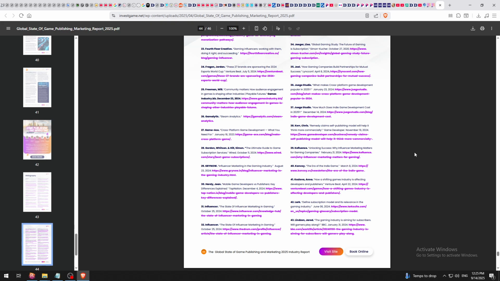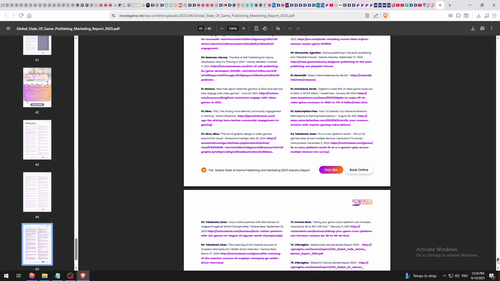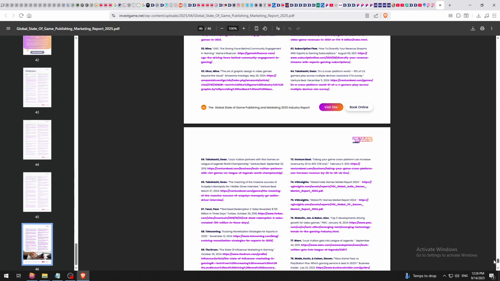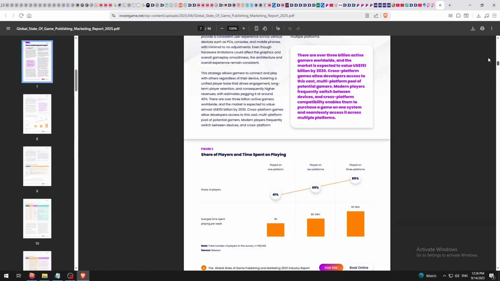So for example, yeah, this one is interesting: how much does indie game development cost in 2025? So again, I'm not sure if this is good or not, but at least you have something to start from. Lots of those links, so it's worth checking out.